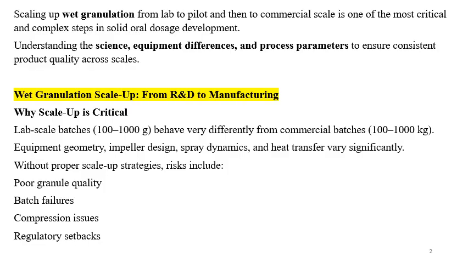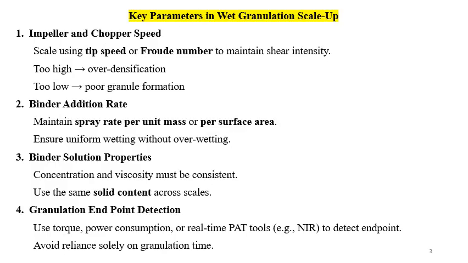Equipment geometry, impeller design, spray dynamics, binder addition rate by manual or by pump, heat transfer and mass effect are different at different scales. So without proper scale up strategies, there will be a risk. And the risk is poor granule quality, batch failure, compression issues, regulatory setbacks, and problems for the drug product CQAs. Key parameters in the wet granulation scale up: there are different parameters and we will go through those one by one.